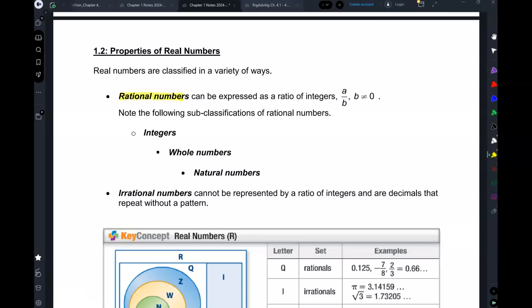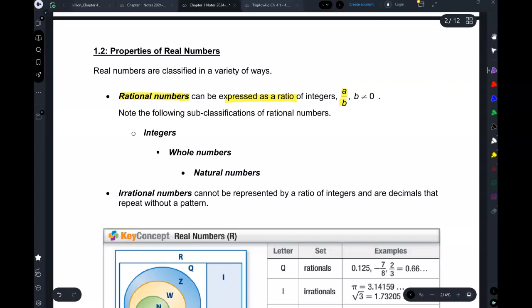So think about what it means when somebody tells you, oh, so-and-so is a rational person, right? What do you think about that person? Is it maybe that there's somebody that just kind of makes sense? I think so, right? Rational numbers are similar. They're numbers that you can basically make sense out of. The definition of rational numbers is that they can be expressed as a ratio, A over B.